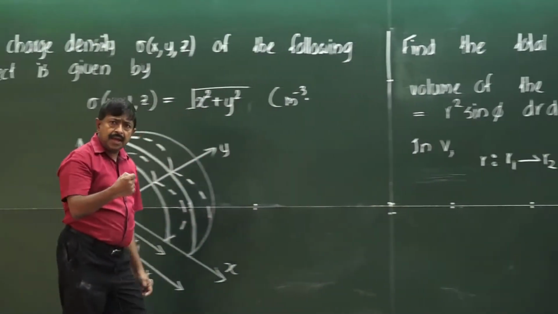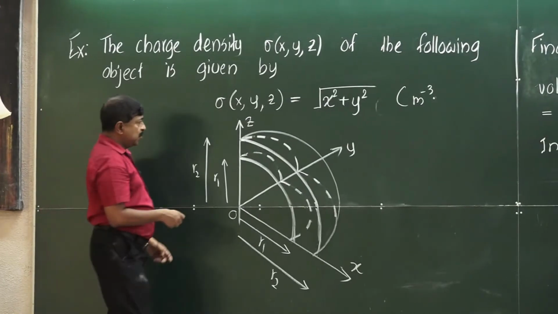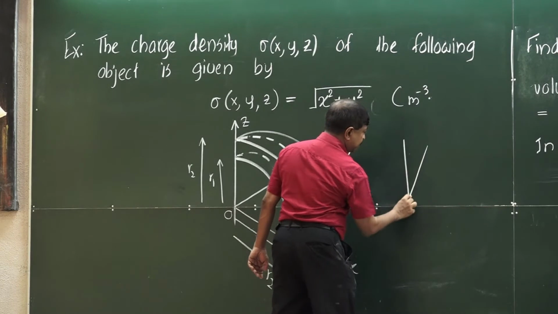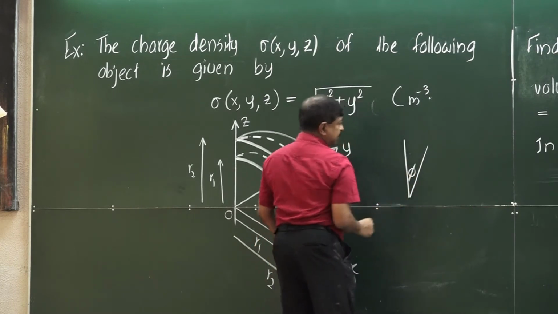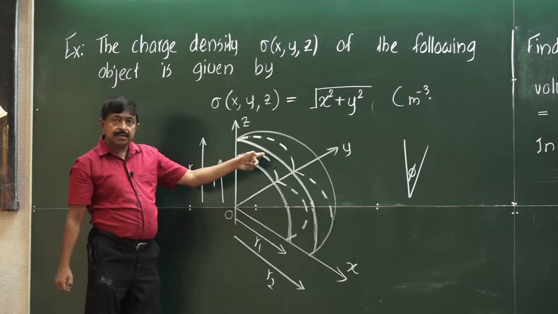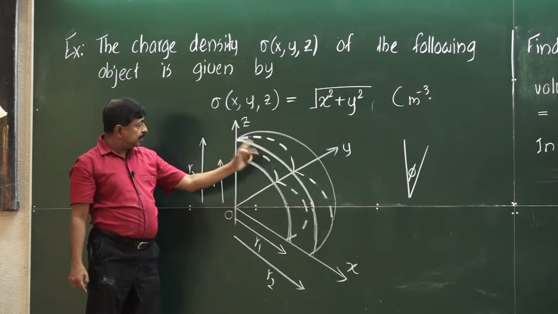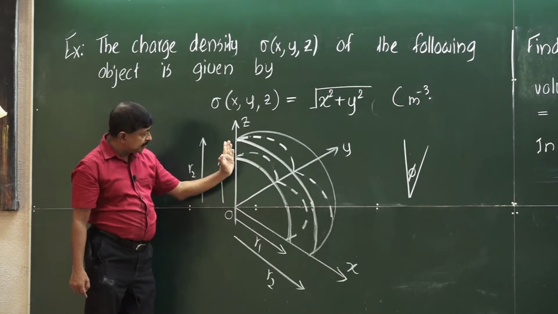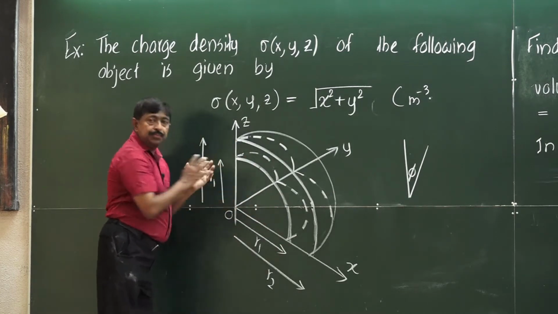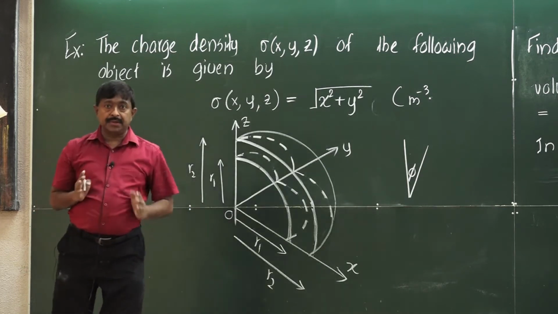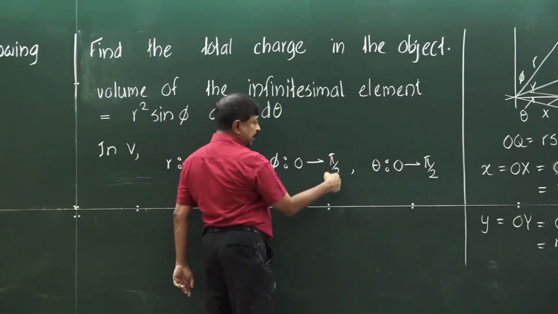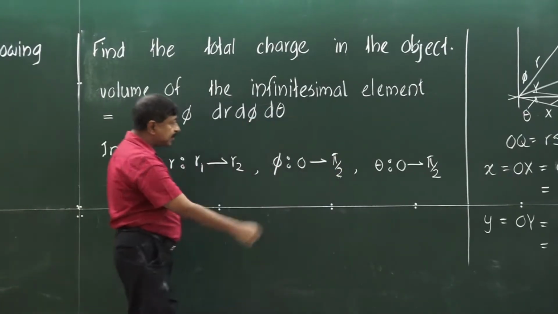Now, the angle phi is the angle that any line segment connecting the origin and a point in this object makes with the z axis. So, that goes from 0 to 90 degrees, because the entire object is in the first octant. Therefore, phi goes from 0 to 90 degrees, so pi/2 radians.